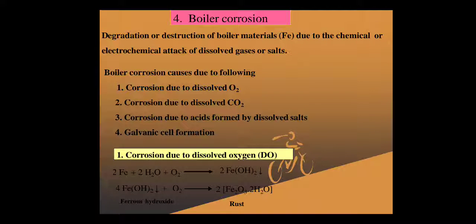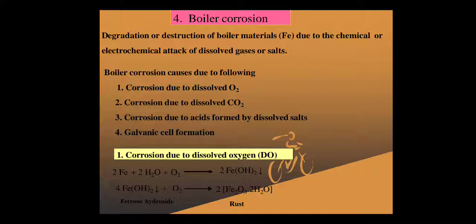Boiler corrosion means, you already know what corrosion is, that is degradation of metal and degradation of material. Generally we are interested when corrosion is there in iron metal, and the degradation or destruction of boiler material due to chemical or electrochemical reaction by attack of dissolved gases or salts, we say that corrosion occurs.